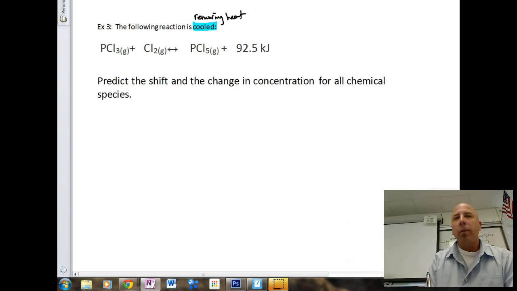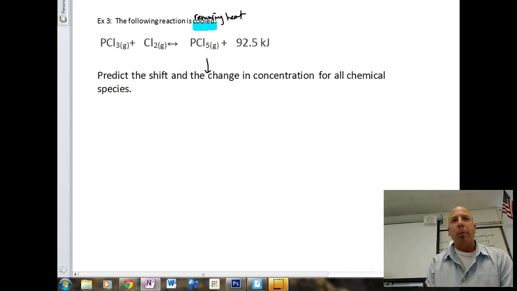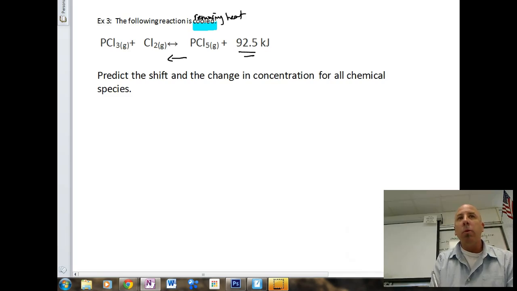heat. And so think of it this way. If we were to add PCl5, we all know this reaction would go to the left. If we were to remove PCl5, we know this reaction would go to the right. Fair enough. Now, if we were to add heat, the reaction would go to the left, but we're not. We're removing heat in this reaction. So if we're removing heat, it's just like removing PCl5. This reaction is going to shift to the right.